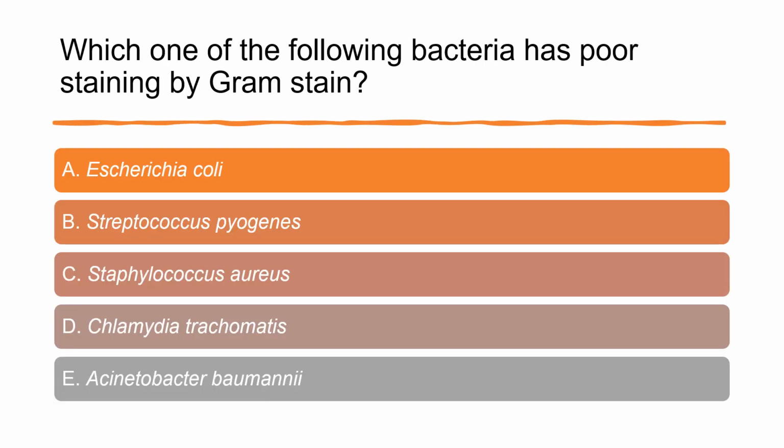Which one of the following bacteria has poor staining by gram stain? A. E. coli, B. Streptococcus pyogenes, C. Staphylococcus aureus, D. Chlamydia trachomatis, E. Acinetobacter baumannii.